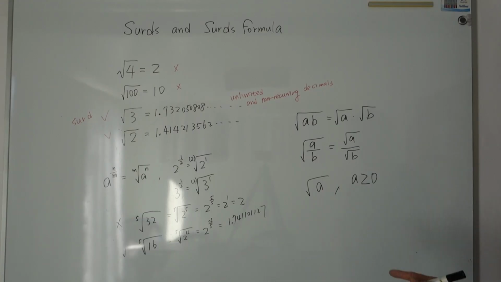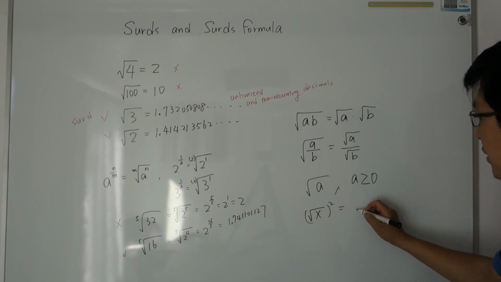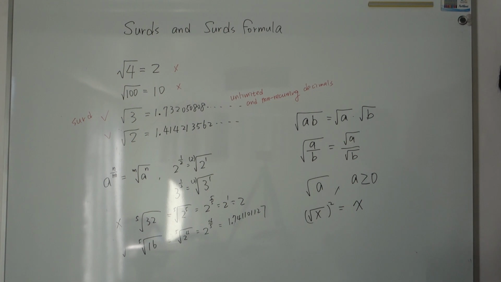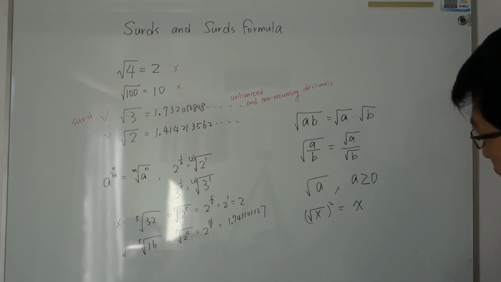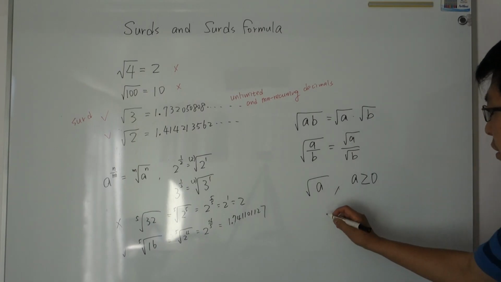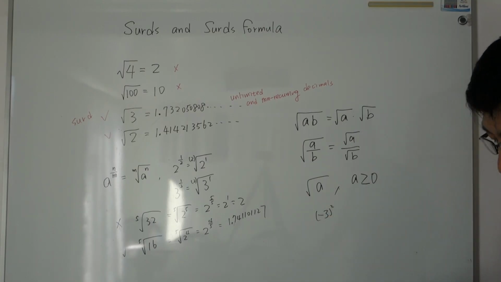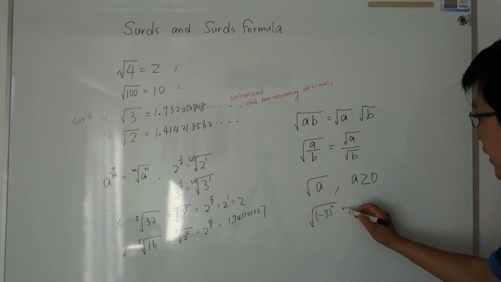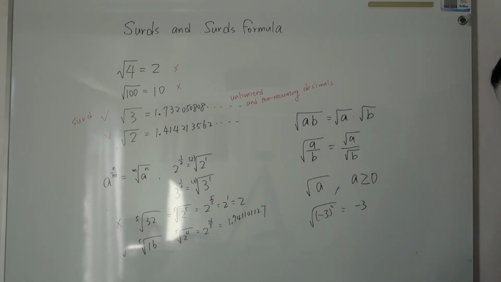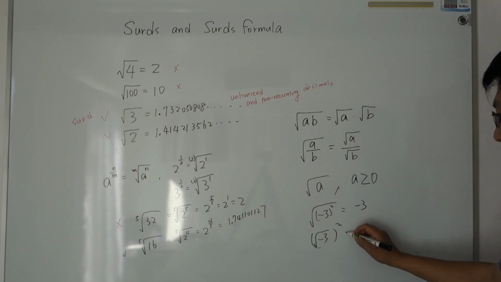And another one, be careful. If square root x is squared, the answer will be equal to x. Alright, we just talk about two concepts. For example, like this: if negative 3 is squared under the square root, what's the answer? Negative 3. Okay? But if you have the square root of negative 3, squared, what's the answer?